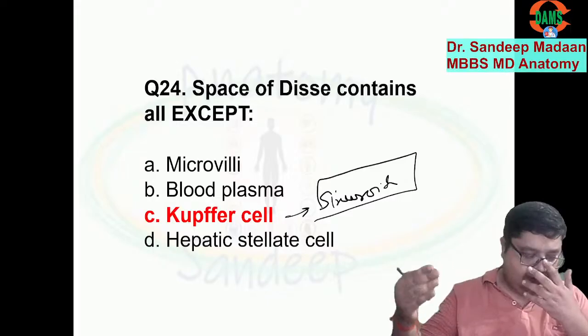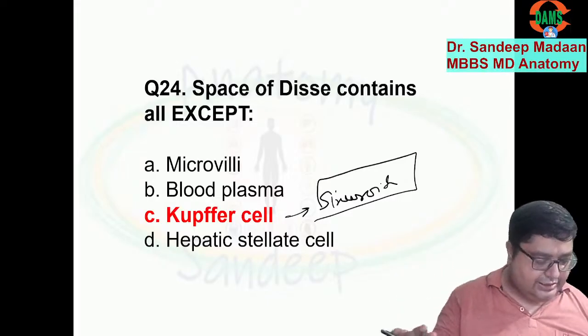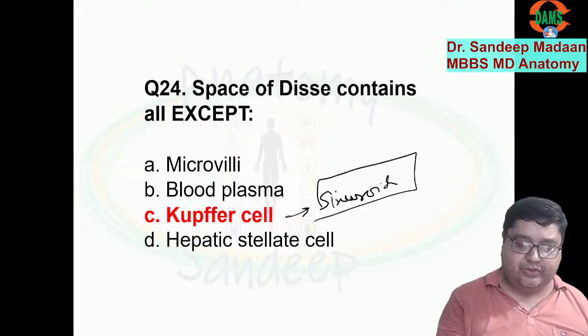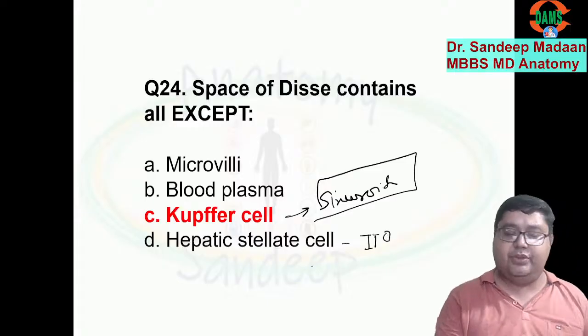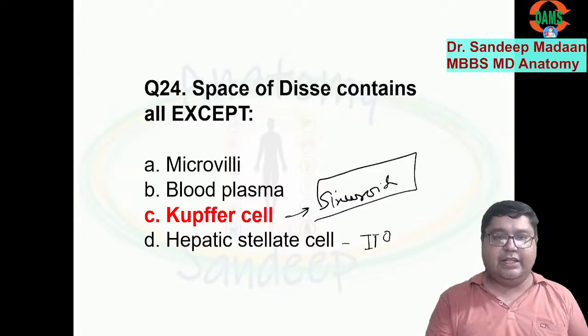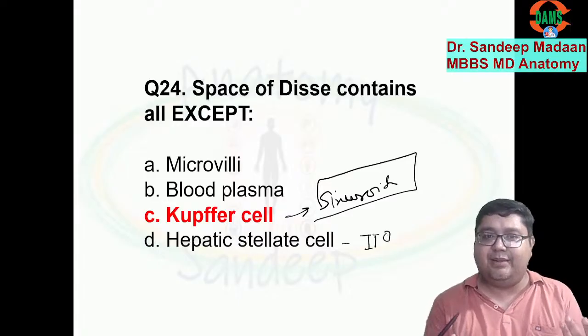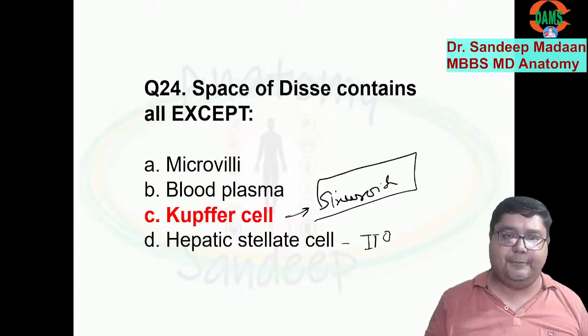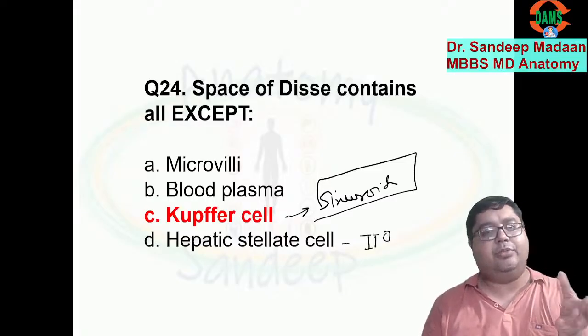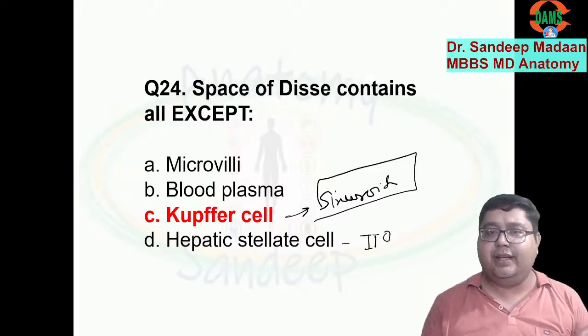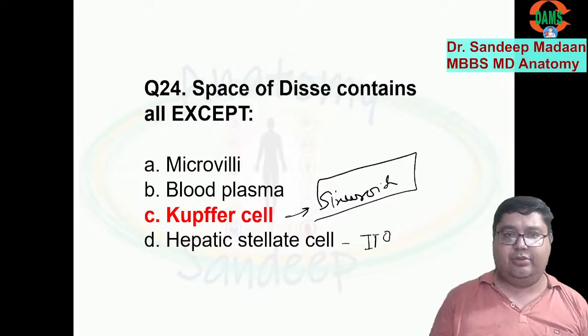Okay, they are traveling. You can say they are patrolling along the space of Disse, not in the space of Disse. Hepatic stellate cells, the Ito cells, they are present in the space of Disse because they are the liver cells. The liver cell will be present in the liver spaces. What's the big deal about that? And what is the role? The hepatic stellate cells are involved in fat storage and fat soluble vitamin storage, A, D, E, K. Those are the fat soluble vitamins stored.